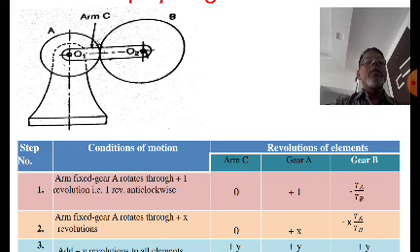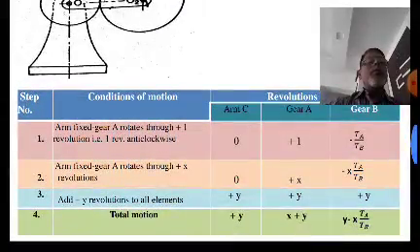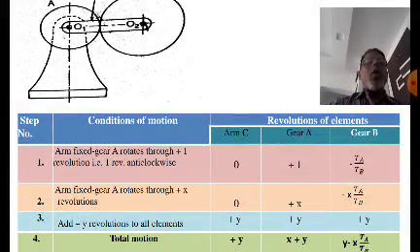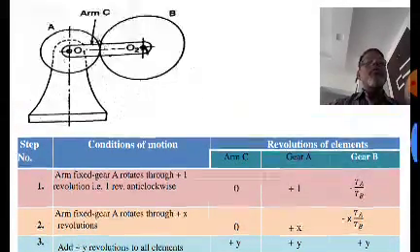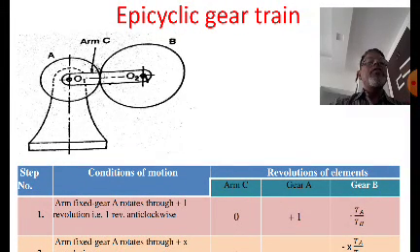Now here in this cyclic gear train, we can see arm C, gear A and gear B. Only 3 elements, and that's why we divided this revolution of elements into these 3 columns. So for step 1, you always consider, now you can see here, if I fix this arm C, then it will become a simple gear train, right? If the arm C is fixed and if I rotate the gear A, then gear B will rotate.